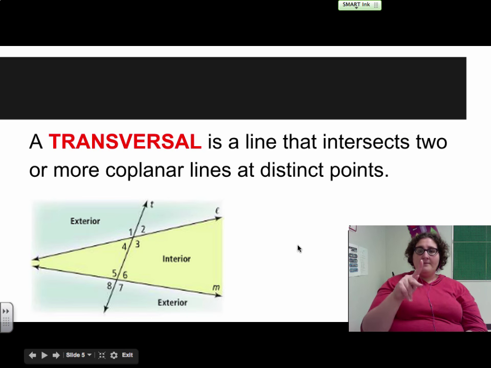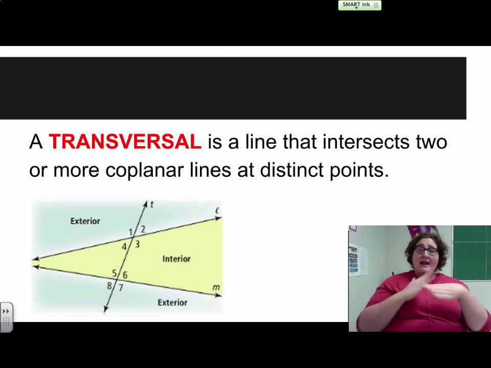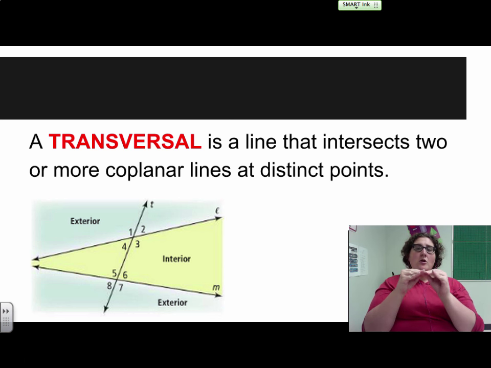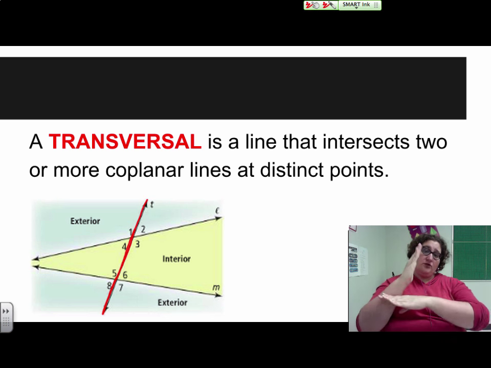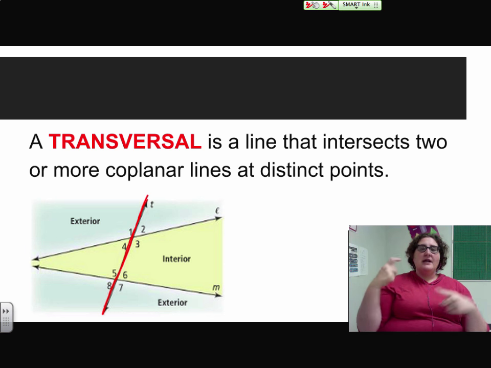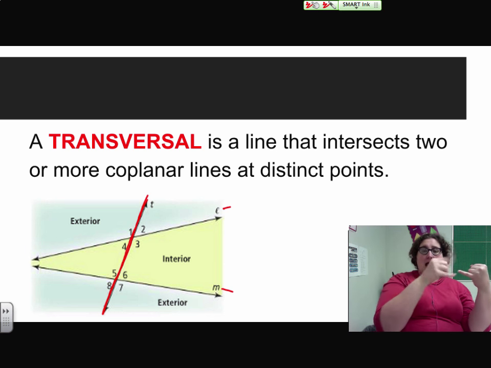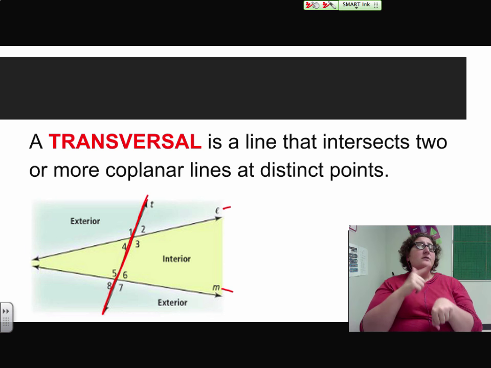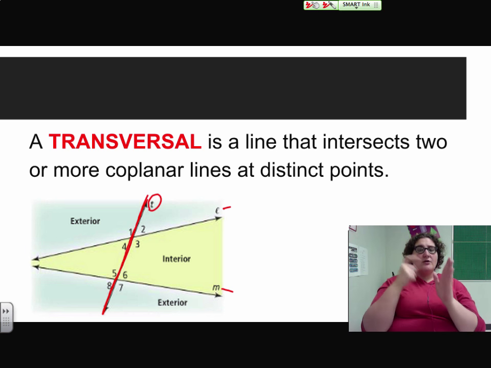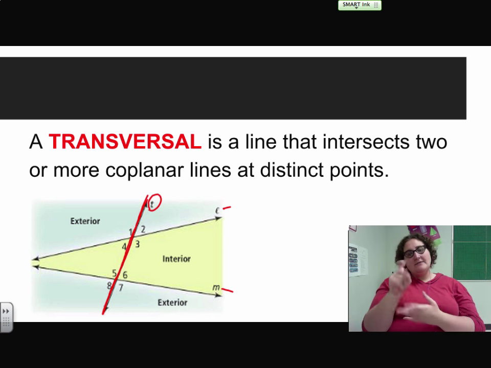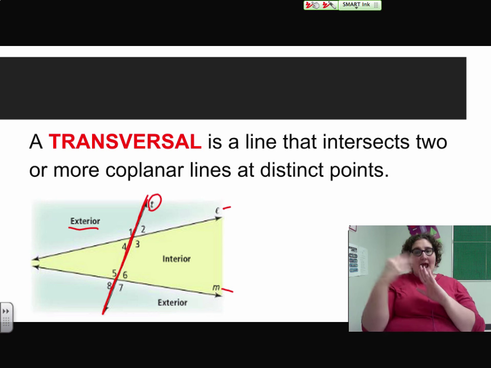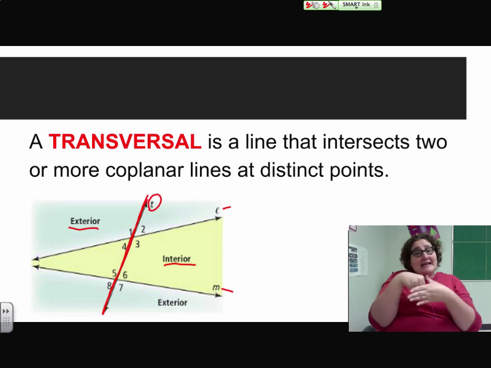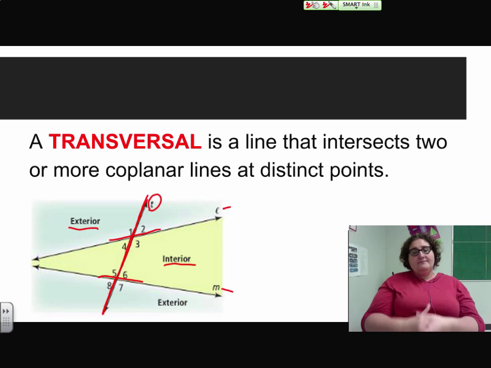A transversal is a line that intersects two or more coplanar lines at distinct points. So our transversal right here is this line because it's intersecting line L and line M. Usually when the book talks about transversals, notice how they label it with the letter T. They don't have to do that, but that's typically what they do. Also, just to note, we have our exterior angles, which are on the outside, and then we have our interior angles, which are the inside of the lines created here.